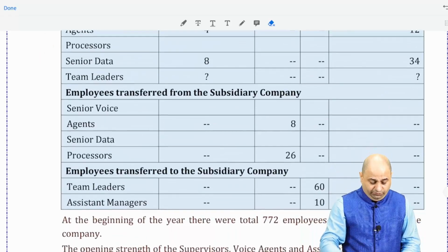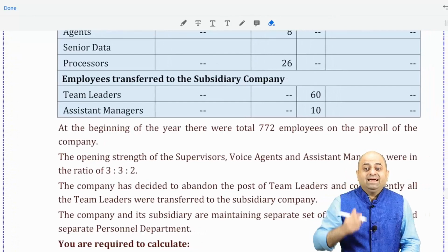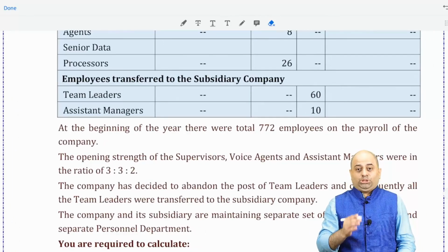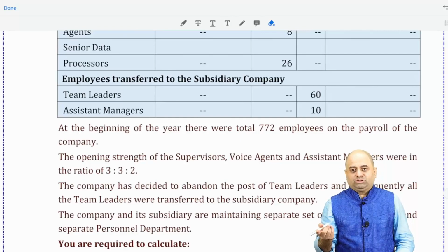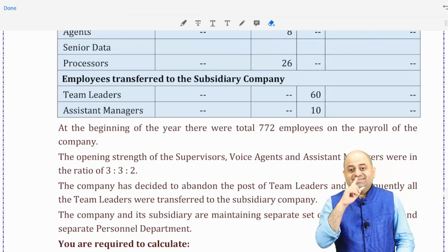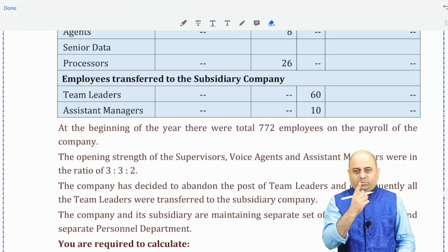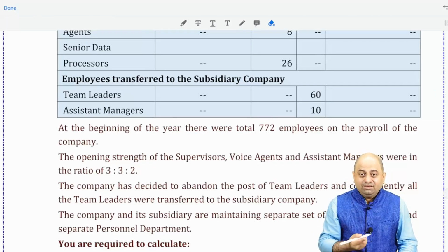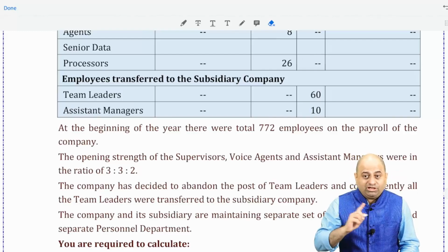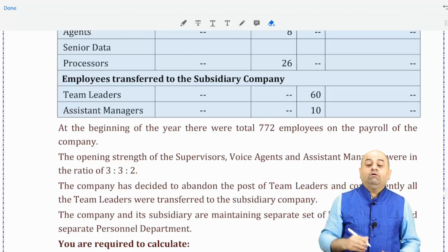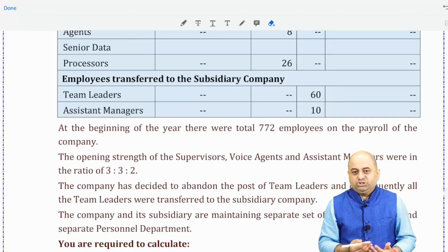But there are a few more points to remember. Don't forget that as far as team leaders go, the question has clearly told you that all team leaders are transferred to the subsidiary. There are a total of 60 team leaders. If all team leaders are transferred, it means at the beginning also there were 60, and at the end there will be no team leaders left in the holding company. No one will join, otherwise we can't reach there.